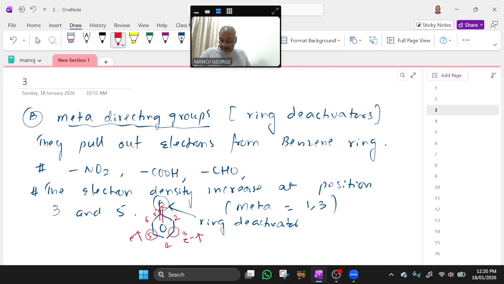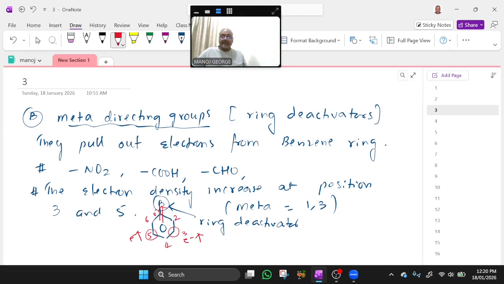So, meta position, if you remember, we discussed it at the beginning of topic 29. Meta means position 1 comma 3. If there are two groups on position 1 and 3, we call it meta. Ortho means positions 1 and 2. If there are two groups on the benzene ring at position 1 and 4, we call it para. So ortho is 1 2, meta is 1 3, and para is 1 4. Is that okay? Got it?